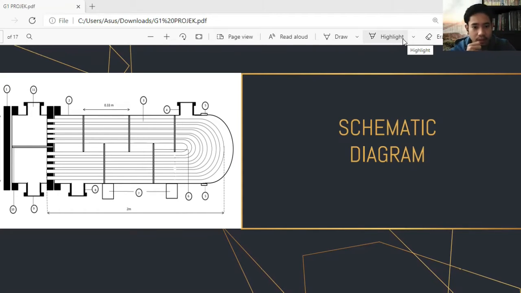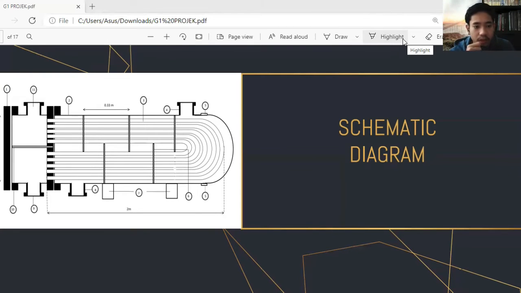Then number 7, we have the support saddles, which have the function to support our shell and also to maintain its stability. Okay, then number 8, the exit for our cooling medium, which is called the shell side fluid out. Okay, this is where our hot water will flow out, because at number 4 it will enter at a lower temperature than the oil. So after the heat transfer process has occurred, this is where our water will come out.